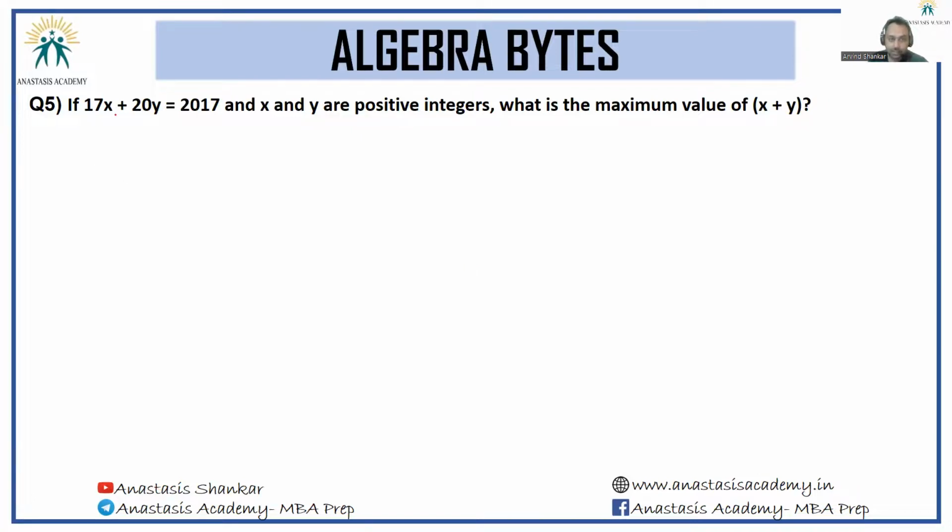Last question. If 17x plus 20y is equal to 2017 and x and y are positive integers, what is the maximum value of x plus y? 17x plus 20y is equal to 2017. Okay. The first possible case that you can potentially see is 1 and 100. This everyone can see instantly, roughly. In which case, the sum turns out to be 101. But then our objective was not to find out a possible sum. Our objective was to maximize the sum.